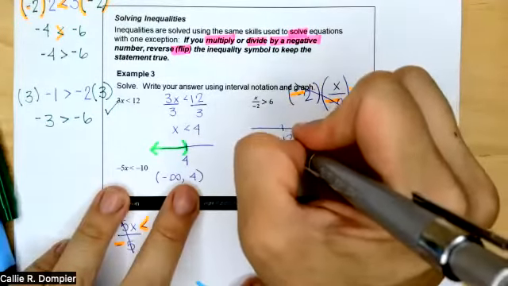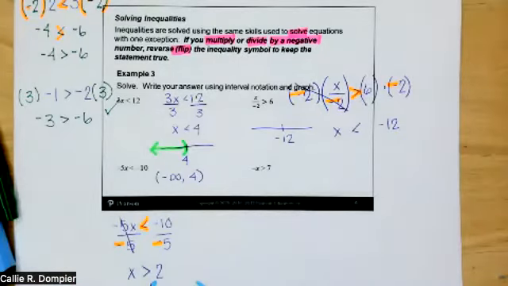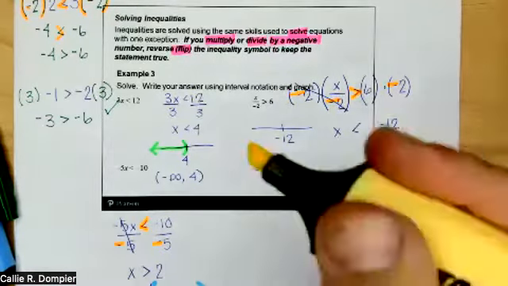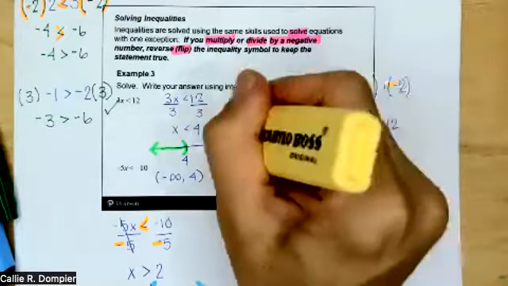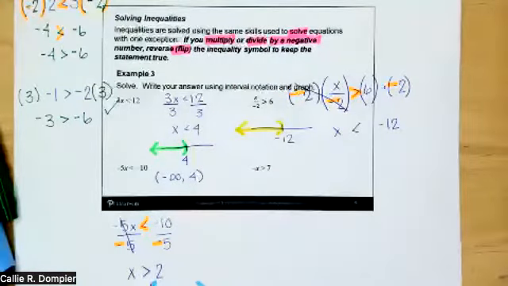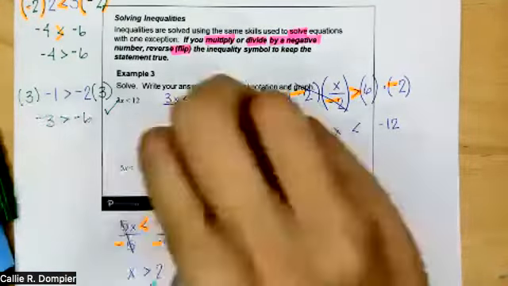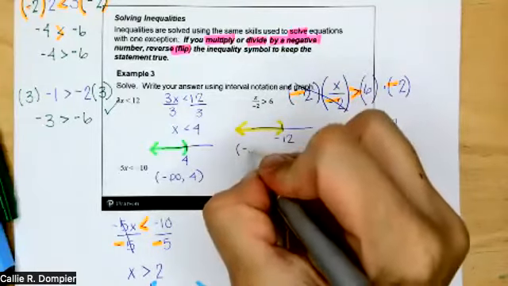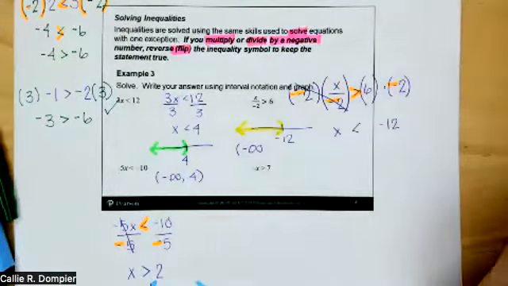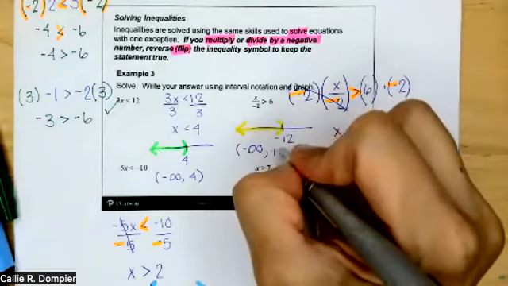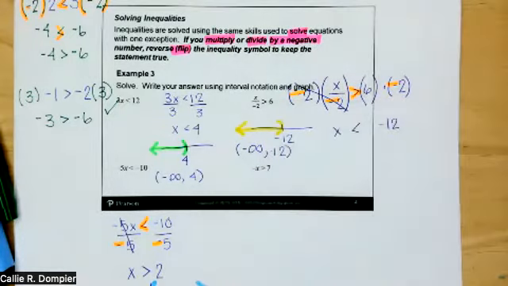Here's negative 12. It's everything less than negative 12. No equal to. Good. Reading it left to right, the first thing I encounter is an arrow pointing towards negative infinity, and then it ends at negative 12 with parentheses.